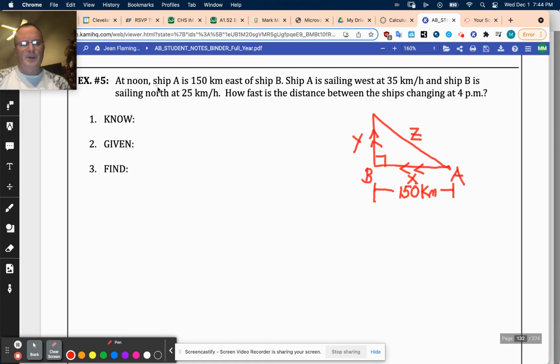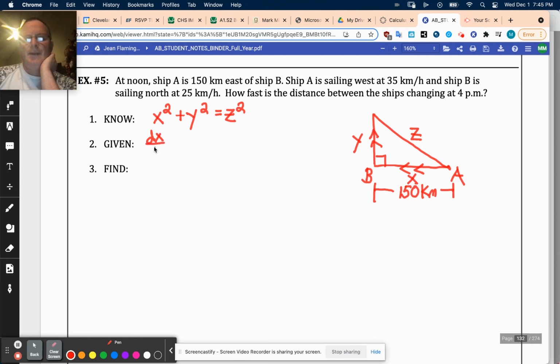All right. So we do know this then. So we know that x squared plus y squared is equal to z squared by Pythagorean theorem, of course. All right. And then we are given that they're 150 apart, but then as far as the rates go, A we know is dx dt.